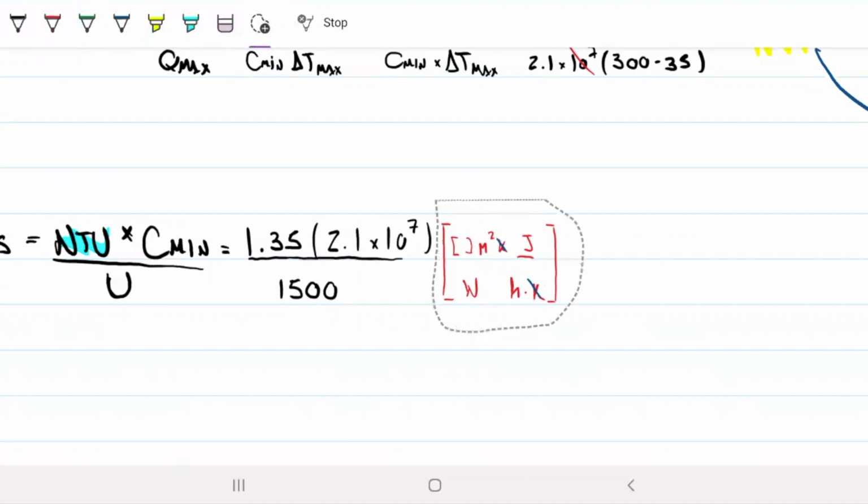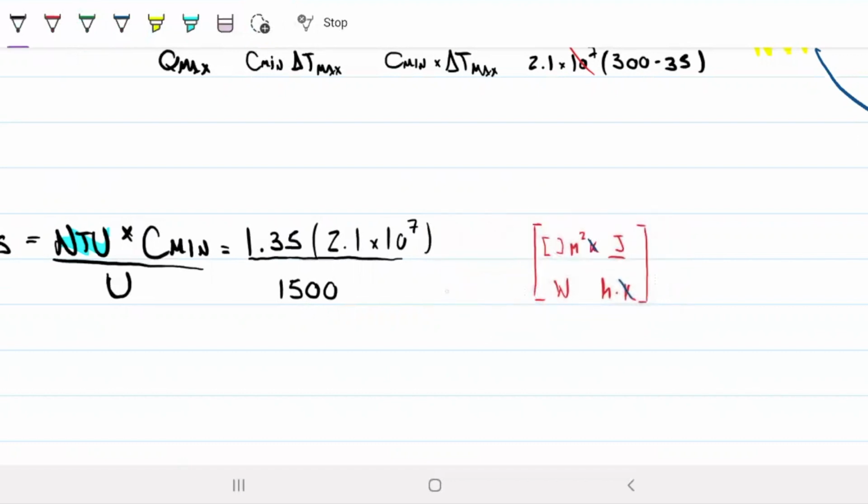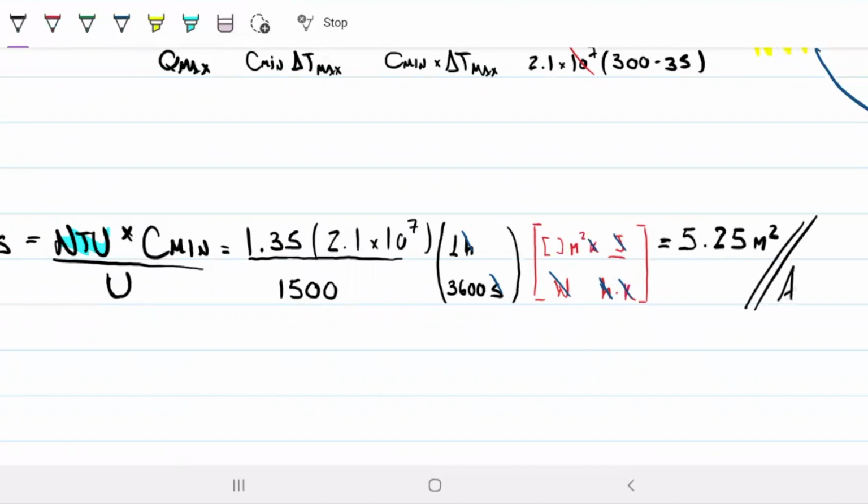So I'm going to push this to the side, and I'll multiply what we have by 1 hour on top to eliminate the hour on the bottom, and we know that 1 hour is the same thing as 3,600 seconds. With that, hours eliminates hours, and then joules per second eliminates the watts. And we're left with meters squared, which is a unit for area. So this turns out to be 5.25 meters squared, which is our answer for this one.